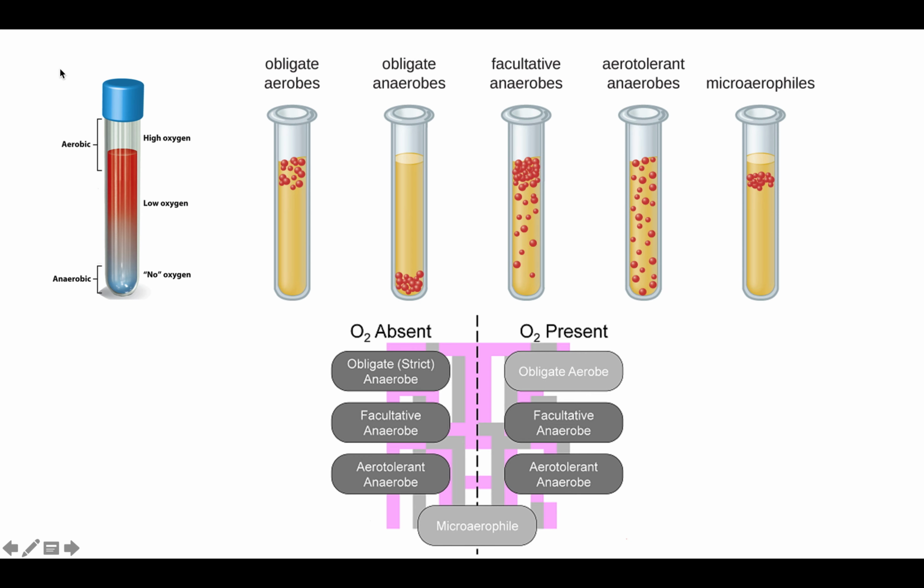All right, so this was a picture that was in your lab, I think, a week ago or so. And there are 5 groups or 5 categories, depending upon the oxygen need of bacteria or prokaryotes. And we've got your obligate aerobes, obligate anaerobes, facultative anaerobes, and aerotolerant anaerobes, and finally microaerophiles.